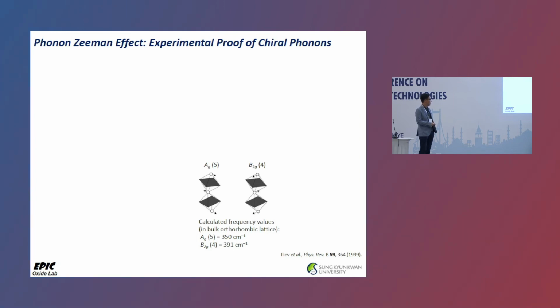They have phonon wavelengths of 350 and 391 wave number. But they are in a bulk orthorhombic lattice, and if you have this in a tetragonal structure within the superlattices, they should become degenerate. So basically these two are the same modes. One is oscillating left and right, the other is oscillating up and down.